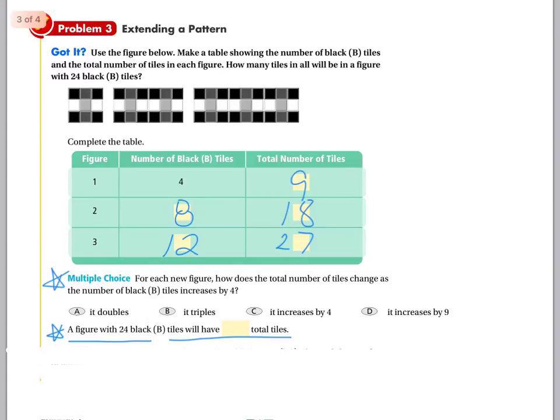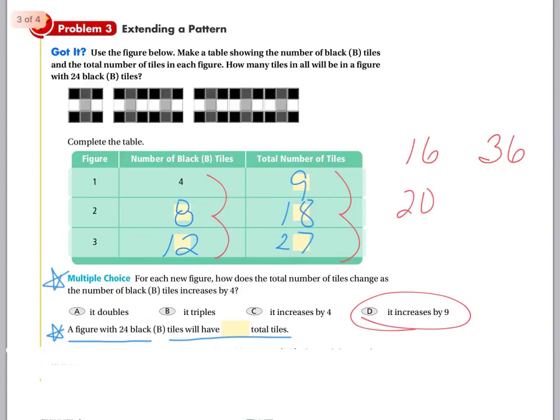Well, did you see the pattern? Every time the number of black tiles increases by 4, the total number of tiles increases by 9. So a figure with 24 black tiles will have how many total tiles? A couple of ways you can look at this. If you continue the pattern, you'll know that the next set after 12 will be 16, and 16 will have 36 total tiles. And then you'll have 20, and 20 will have 45 total tiles. And then 24 will have 54 total tiles. So our answer would be 54.